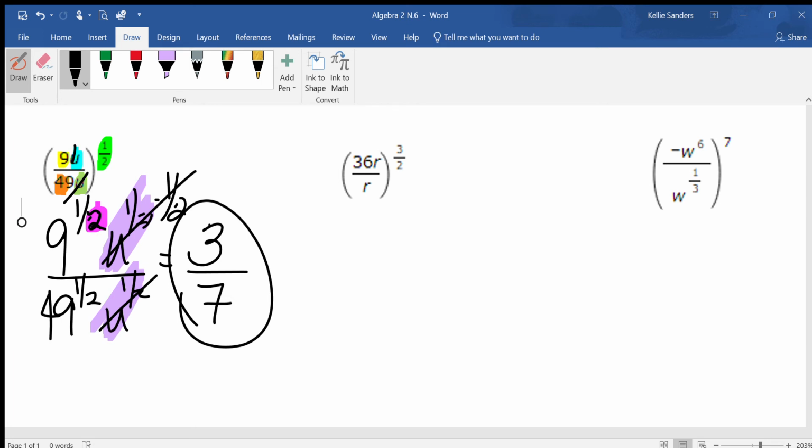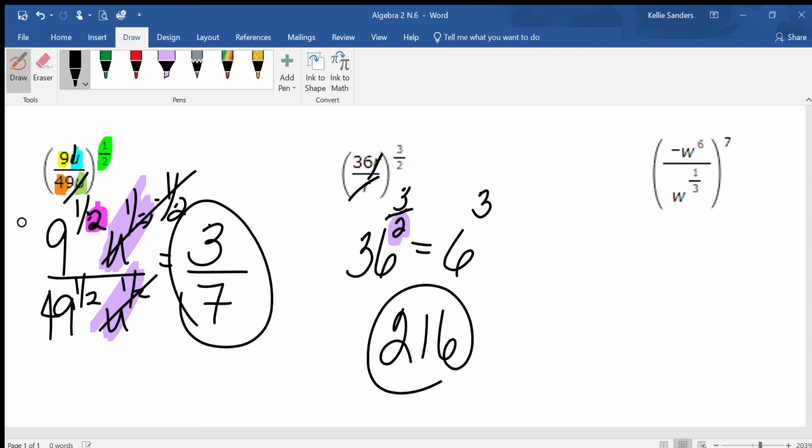So again, on this one, you have an r on the top and an r on the bottom. They can automatically cancel out. So you have 36 to the 3 over 2. We're going to do the 2 first. 2 of a kind that multiply together to get 36, which is 6. And then it's 6 to the 3rd power. 6 times 6 times 6 is 216. And that would be your answer.